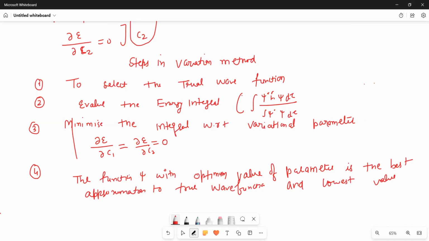No, my pen is not working. Yes, the lowest value of energy is the best approximation to true energy.